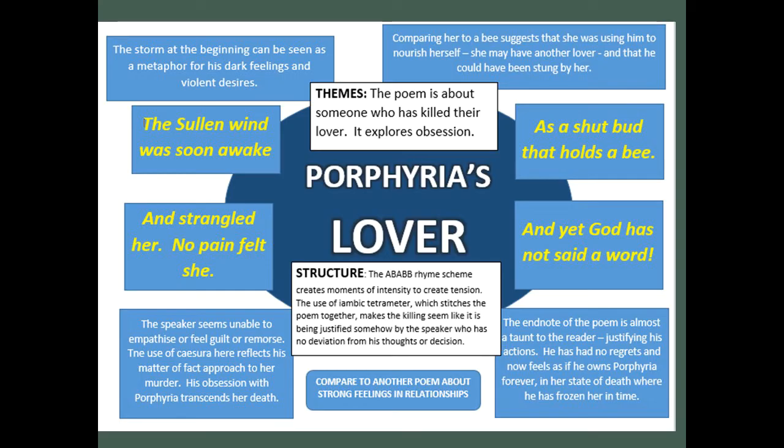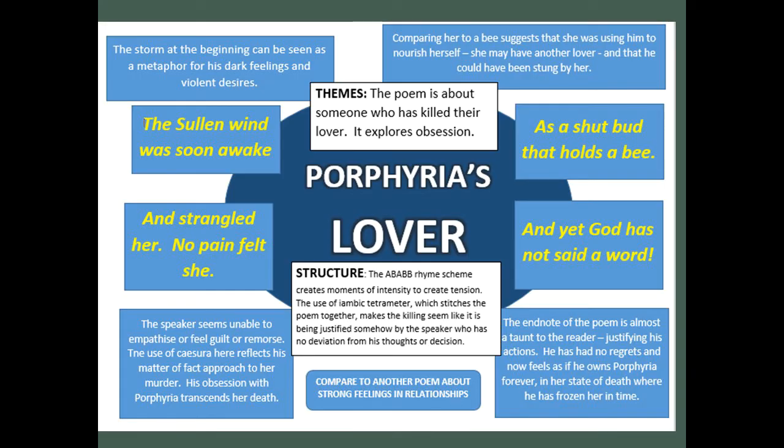We've got this wonderful simile here, "as a shut bud that holds a bee." So comparing her to a bee could suggest maybe that he's like the flower and she's using him to nourish herself. She might have had another lover, perhaps. Maybe he could have been stung. Maybe it's jealousy that's been a driving factor that's led to her murder.